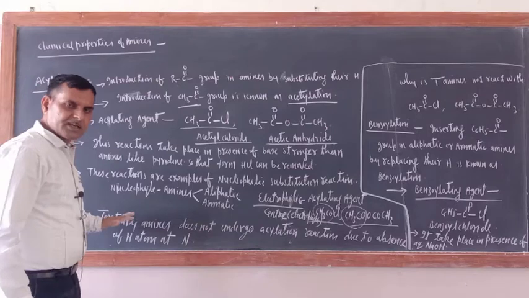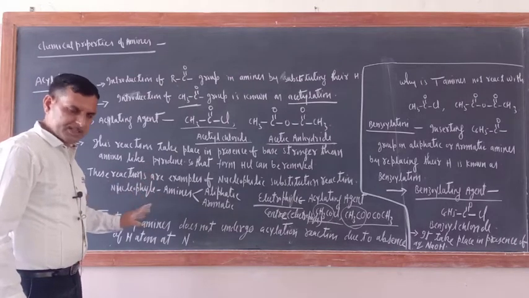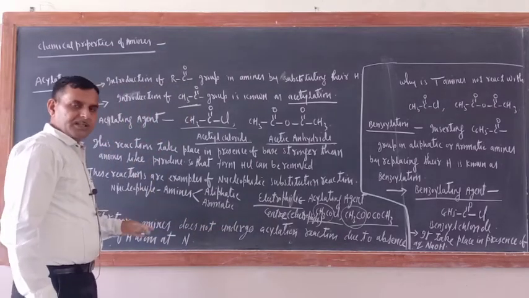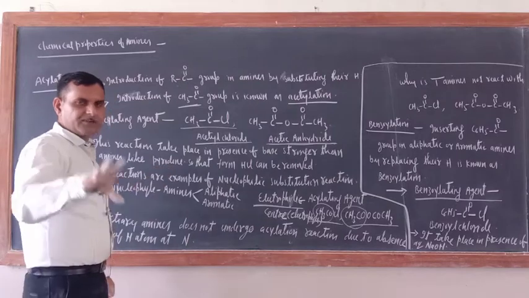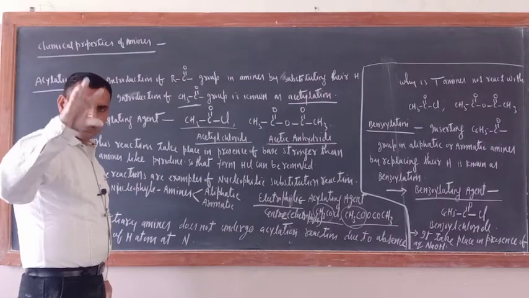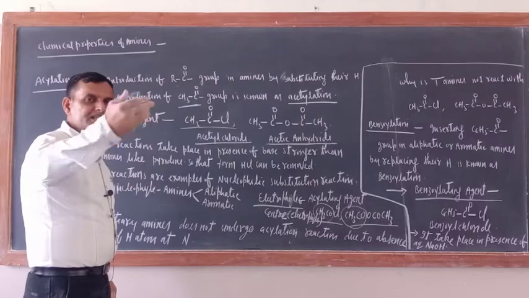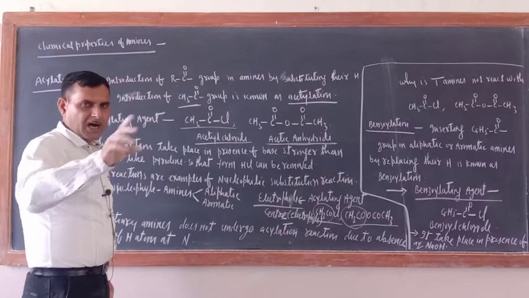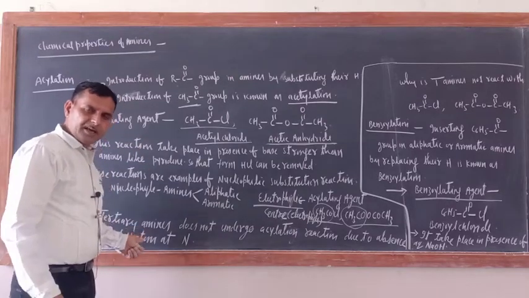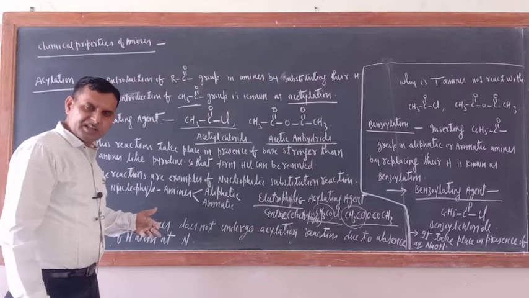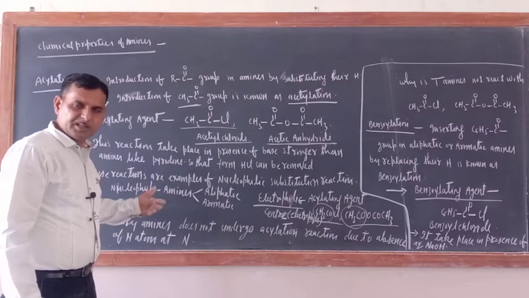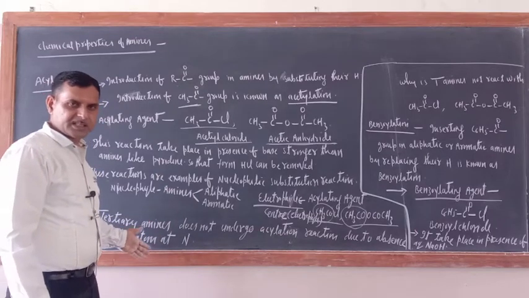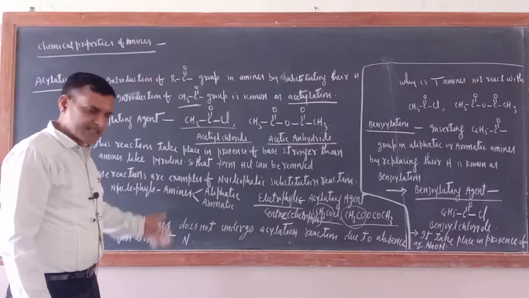Remember, this question has come in the pre-board first. Tertiary amine does not undergo acylation reaction. Why? Because just see, in acylation reaction what should be there? The hydrogen bonded with nitrogen should be substituted by the acylating group, RCO group. In tertiary amine, what is there? Bonded hydrogen is not there with the nitrogen of tertiary amines. That is why they do not undergo acylation reaction.